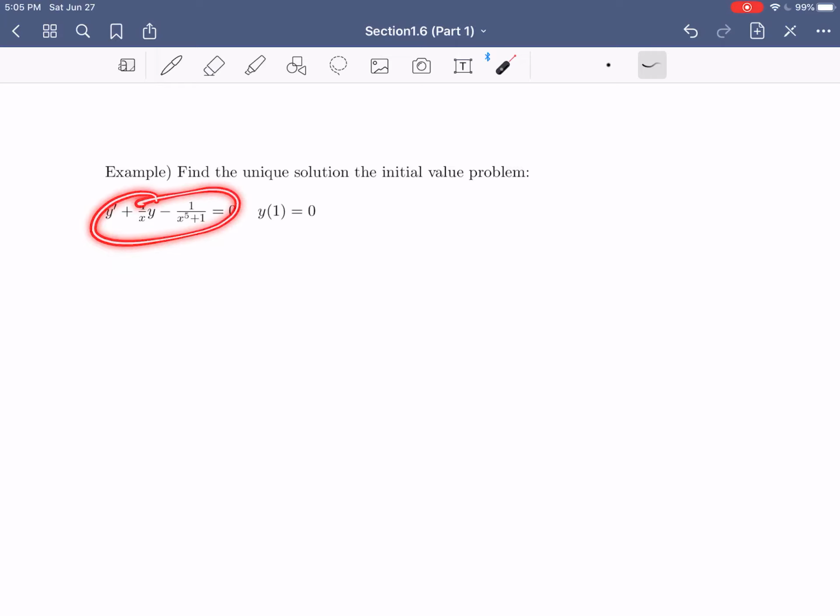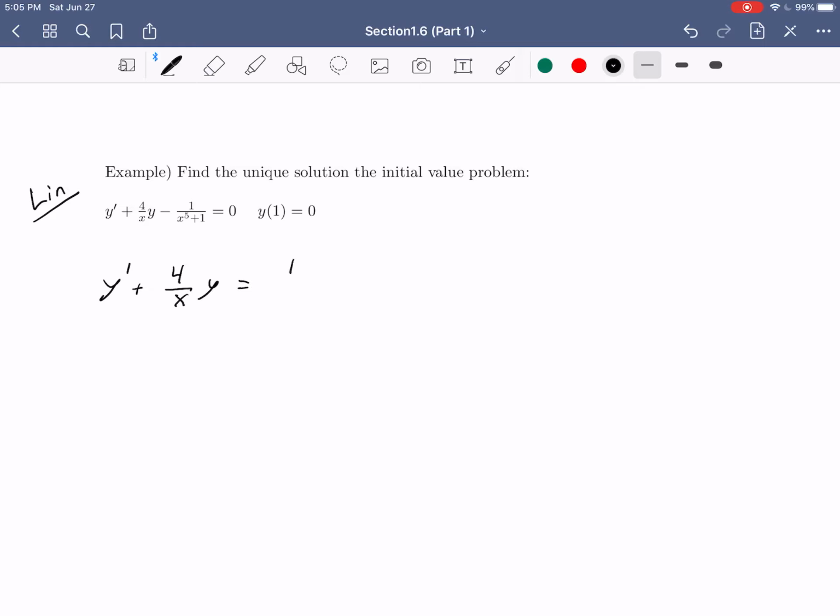Is this thing linear? Well, y prime and y, separate terms, no functions of the dependent variable. So we should make a note. This is definitely linear. Is it in standard form? No. This thing is on the wrong side, so we got to shift this over first. So y prime plus 4 over x times y equals 1 over x to the fifth plus 1. Now this is in linear standard form there. So we're all good with that.